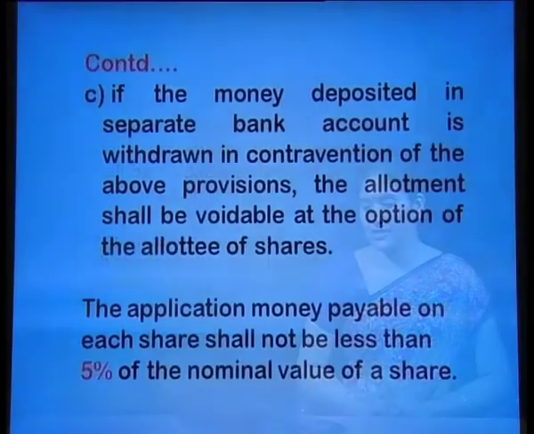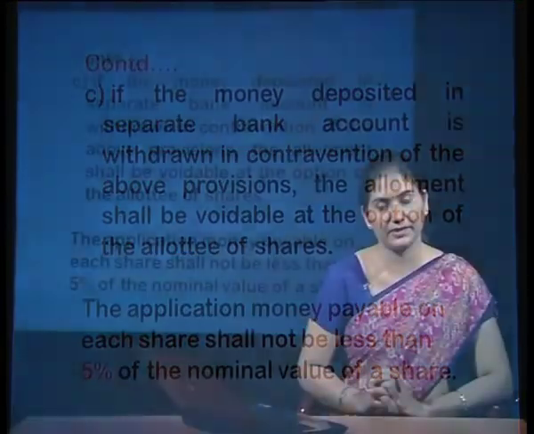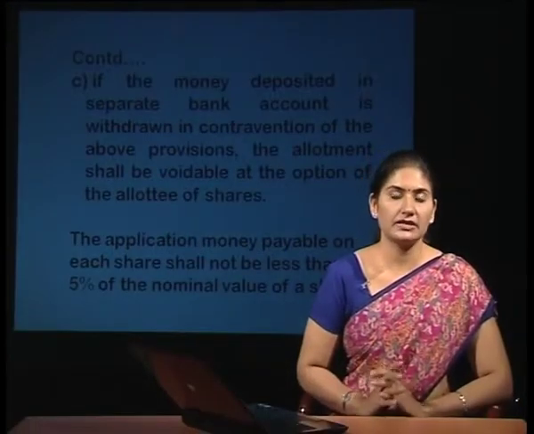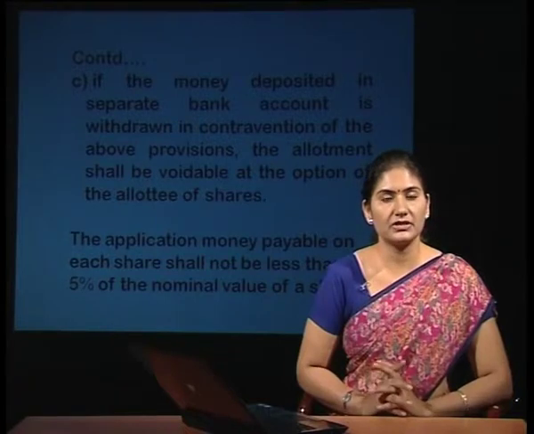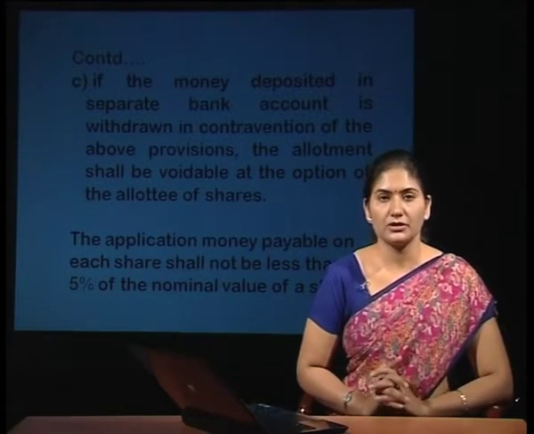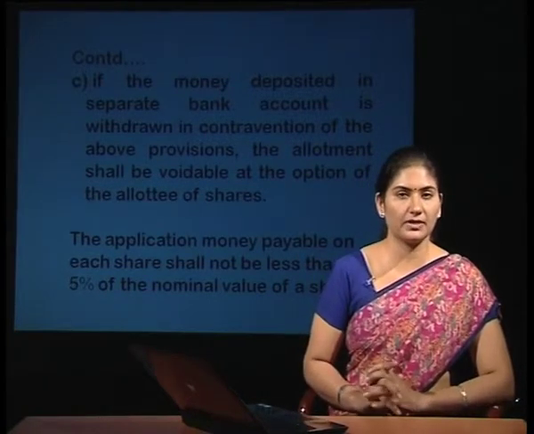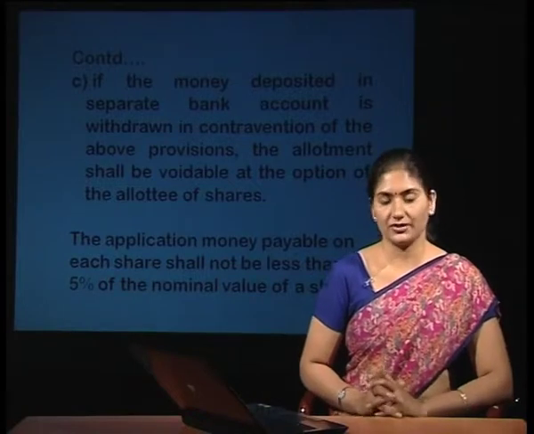The application money payable on each share shall not be less than 5% of the nominal value of the share. If the share is say rupees 100, then 5% of this nominal value of share shall be rupees 5. So, 5 rupees should be coming by way of application from the public issue on each share.